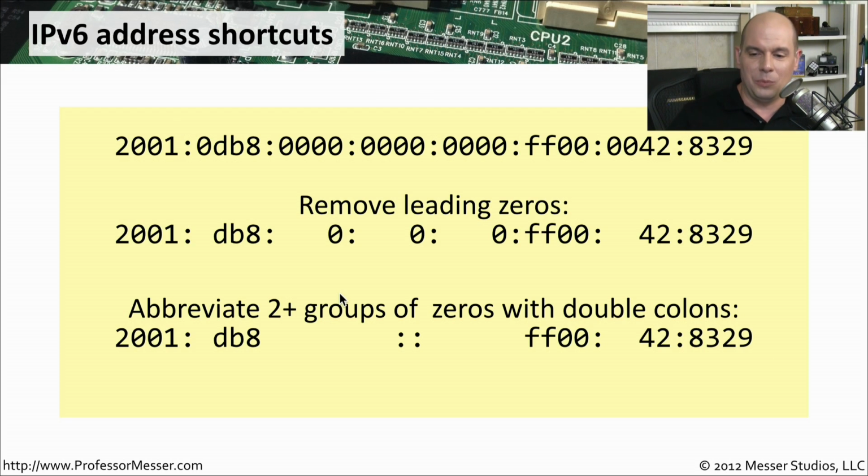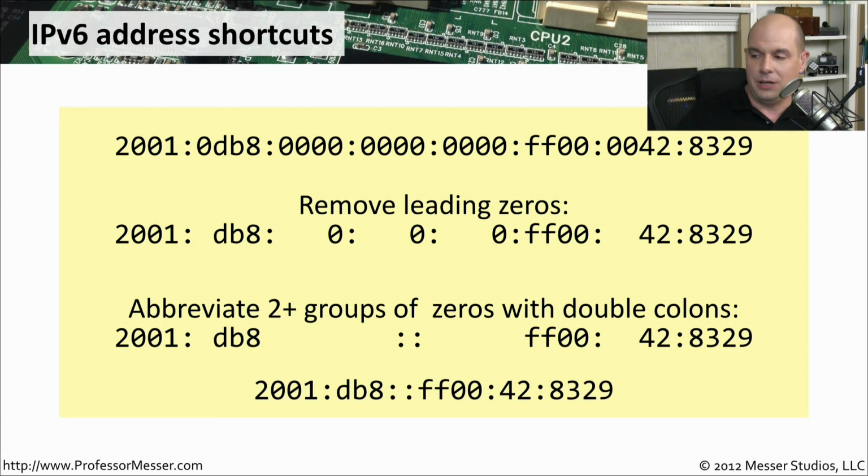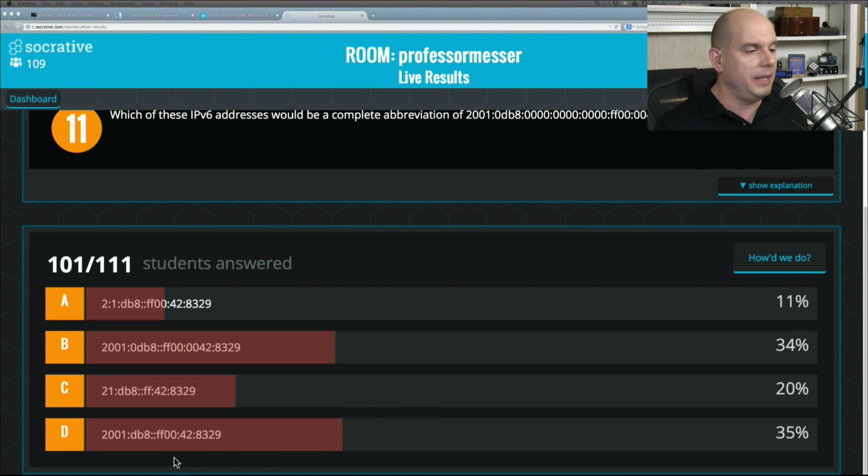So that's an important one to consider as well, which now means that if we take this entire piece and look at it, here's the results. So we put it all together, and the answer: 2001, that one didn't abbreviate at all, DB8, FF00, double colon, FF00428329, which means that the folks that gave me the answer D, 2001 DB8 FF00, double colon, FF00428329, 35% of you that said D would be absolutely correct. Well done with that one.